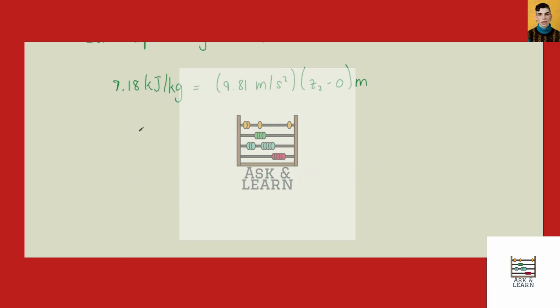And again, we have all our values in SI units, so our calculated value for z2, if we rearrange, we get an elevation of 732 meters.